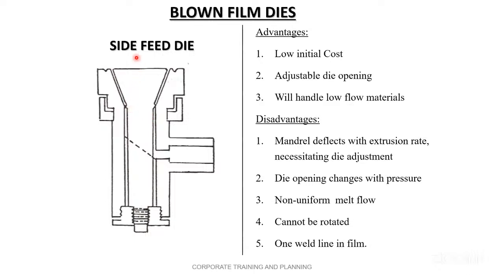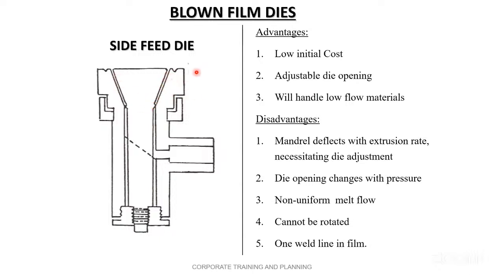Now, how is it different from the center fed die? Center fed die means the material goes directly from this place. See the side fed die now. This is called a side fed die. This side fed die has a lot of applications. See what the advantages are. Low initial cost. Adjustable die opening. Here the die opening is very easy. You can adjust the thickness here.